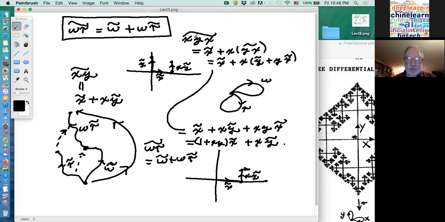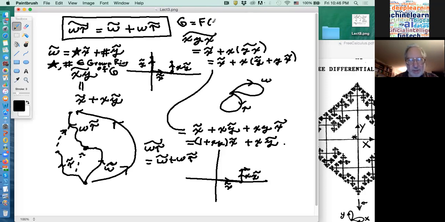What I'm going to find is that when I lift a word, it's going to be equal to something times x tilde plus something times y tilde, where the two somethings belong to the group ring of G. You'll recall that we're working with this example. G is the free group on X and Y. So we can collect terms, and we get an element of the group ring and another element of the group ring.